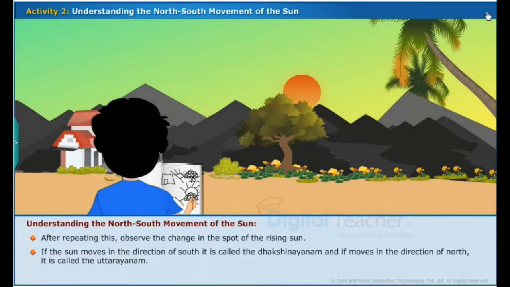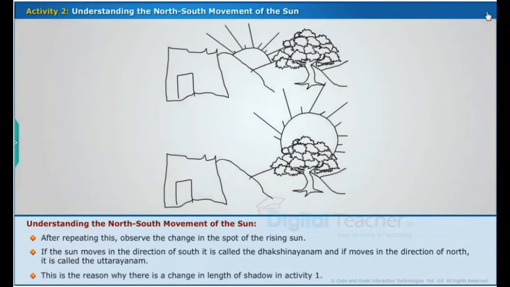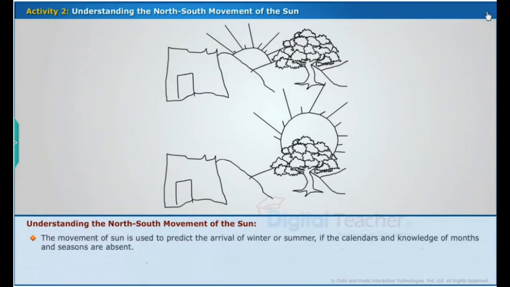If the sun moves in the direction of south, it is called Dakshinayanam. And if the sun moves in the direction of north, it is called Uttarayanam. This is the reason why there is a change in the length of the shadow in Activity 1. The movement of the sun is used to predict the arrival of winter or summer if calendars and knowledge of months and seasons are absent.